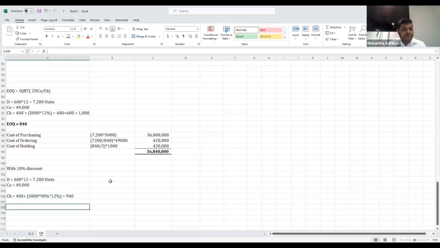Now, if you calculate economic order quantity, what is the EOQ value? Whether it falls above 850 or below 850. Quickly calculate EOQ and let me know the answer, with 10% discount. What is the economic order quantity? Quickly work out and give me the answer. You have demand, you have ordering cost, and you have the cost of holding now. What should be the EOQ?